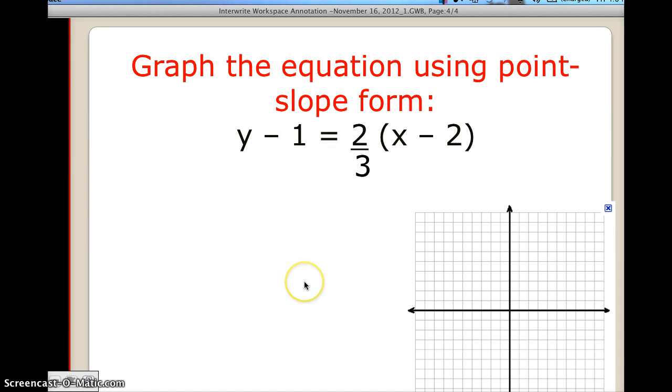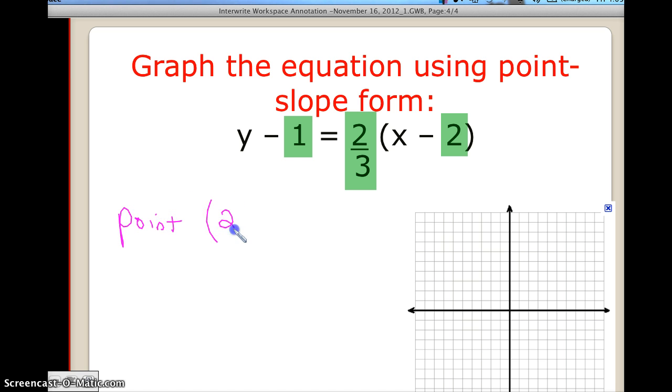Next screen, it says graph the equation using point slope form. So in this case, they're giving us an equation in point slope form, and they want us to graph it. Well, because it's in point slope form already, we have the x coordinate, my x1, y1. As long as these are both minus, then you just take the numbers that are after them. And then we have our slope, which is the number in front of the parenthesis. So the point they're giving us is 2, 1, and the slope they're giving us is 2/3.